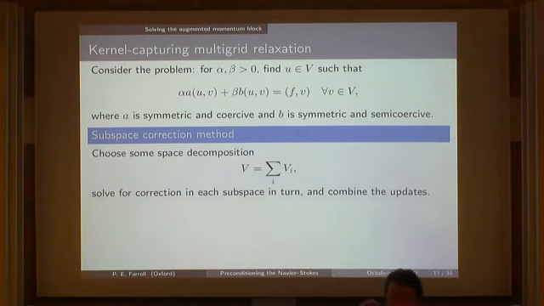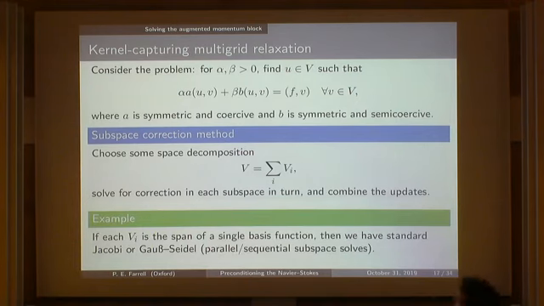Well, once you have a space decomposition, what you can do is approximate the error by solving the error equation inside each subspace in turn. And then you combine all of those estimates for the error together to give you a correction. So a space decomposition induces a numerical method, a relaxation scheme.